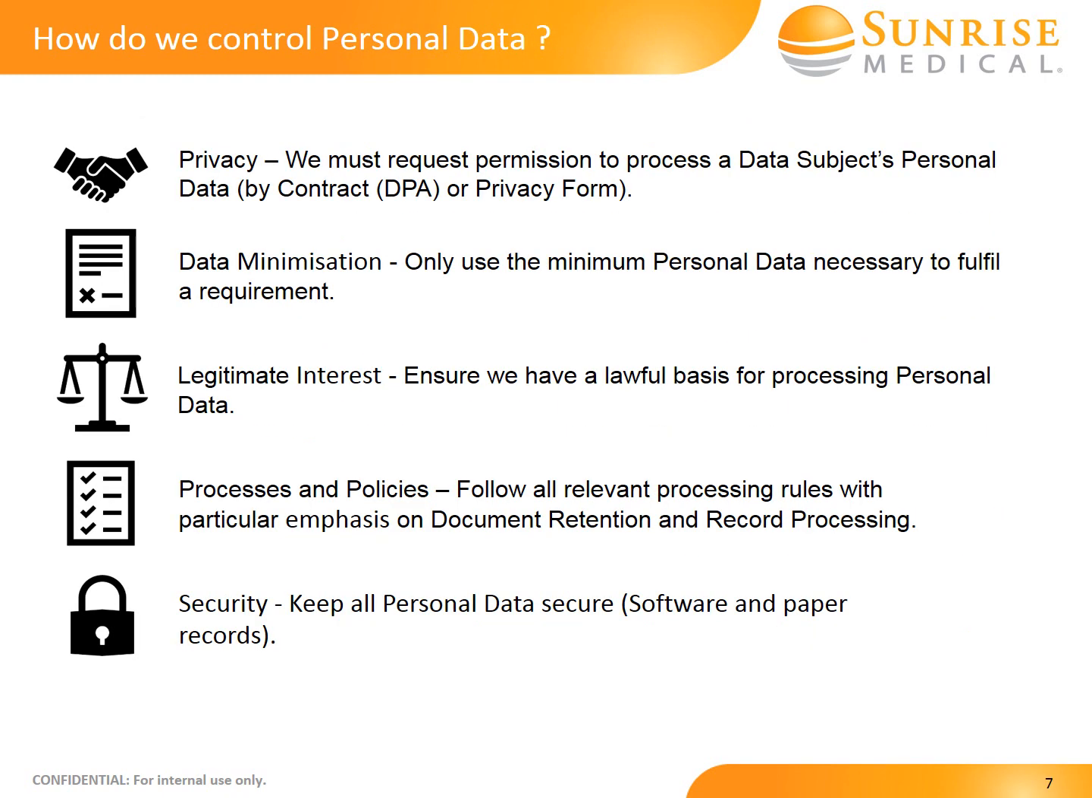So how do we control it? First of all, privacy. We have to request permission in one form or another to handle the data subject's personal data. So I've got a couple of examples there. It might be a contract, known as a data processing agreement, or a privacy form. Data minimization: only process the minimum amount of data necessary. If there's no reason to take extensive notes about a data subject, don't do it.